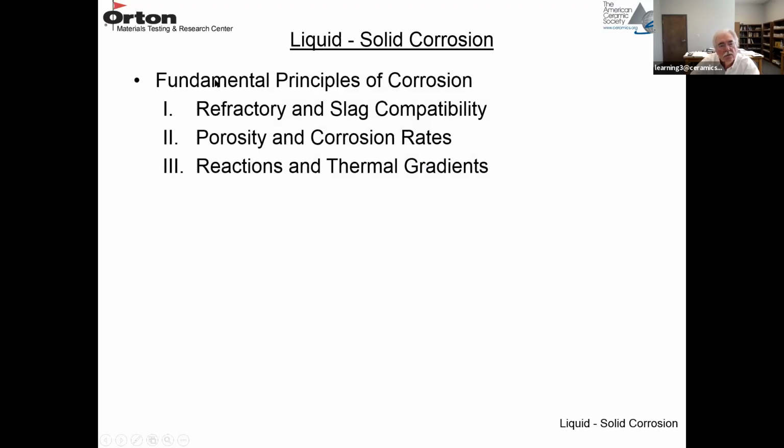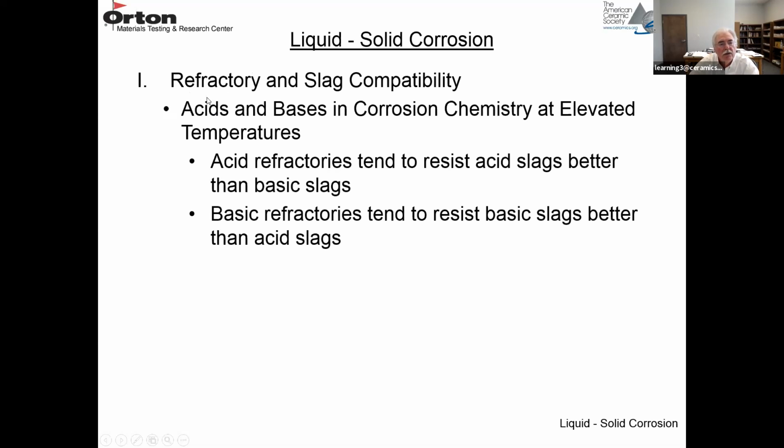So there are three fundamental principles of corrosion: refractory and slag compatibility, porosity and corrosion rates, and reactions and thermal gradients. And I think we may have enough time to go through these before break. So for refractory and slag compatibility, we'll at least get through acids and bases. So, acids and bases in corrosion chemistry at elevated temperatures. Refractories are either acids, bases, or neutral.